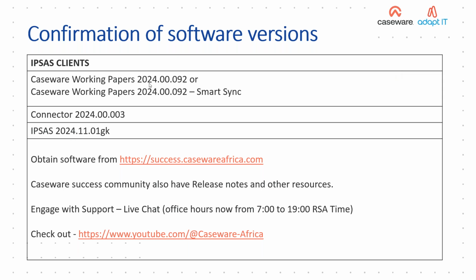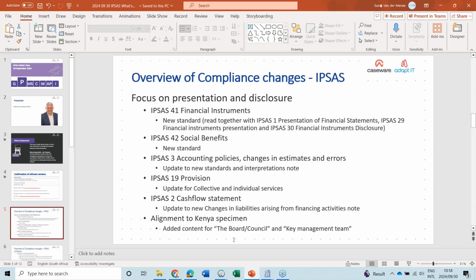Caseware Working Papers 2024 or Caseware Working Papers Smart Sync. If you're using Connector, then you also need to have Connector 24, and you need to have this IPSAS 2024-1101 installed in order to have this latest content. You get this latest content on the Caseware Success community. I was talking that through and nobody really saw that, so let me continue with that.